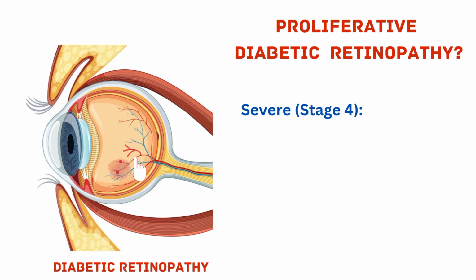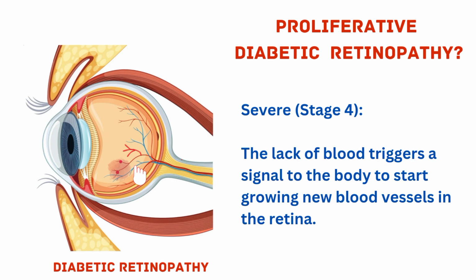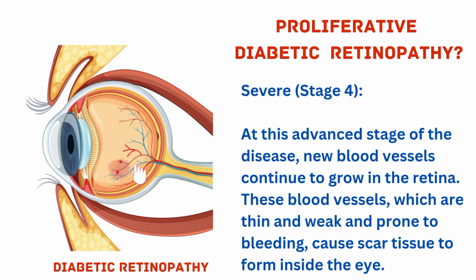And stage 4 is proliferative diabetic retinopathy. The lack of blood triggers a signal to the body to start growing new blood vessels in the retina. At this advanced stage of the disease, new blood vessels continue to grow in the retina. These blood vessels, which are thin and weak and prone to bleeding, cause scar tissue to form inside the eye.